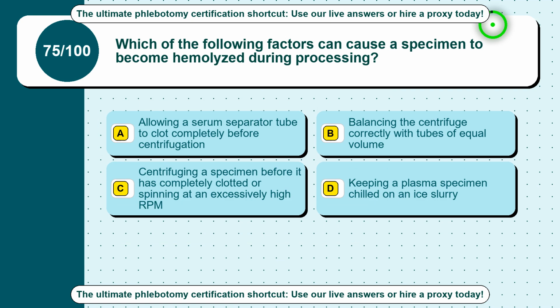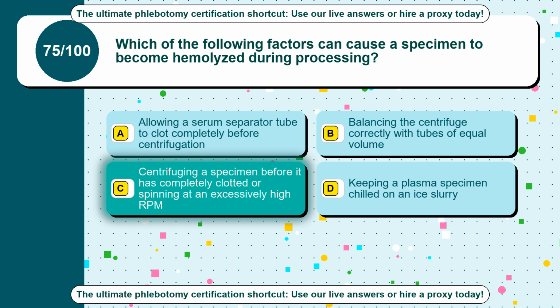Question 75. Which of the following factors can cause a specimen to become hemolyzed during processing? Option A, allowing a serum separator tube to clot completely before centrifugation. Option B, balancing the centrifuge correctly with tubes of equal volume. Option C, centrifuging a specimen before it has completely clotted or spinning at an excessively high RPM. Option D, keeping a plasma specimen chilled on an ice slurry.